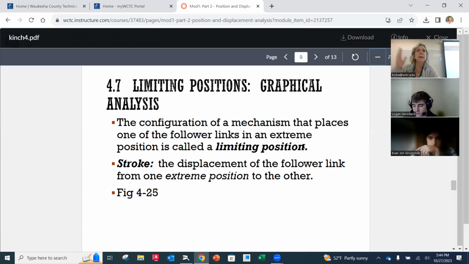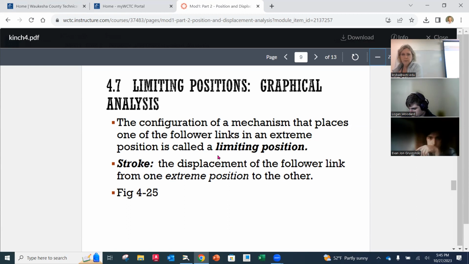If I'm looking at something that's oscillating or rocking, I'm going to be looking at the throw of it. So stroke is going to be a linear distance, the total distance that something travels, but a throw is going to be the total angular displacement. So limiting positions is finding those places where the other links are positioned so that we can get the output at its extreme furthest out and extreme closest, whether that's linear or angular.